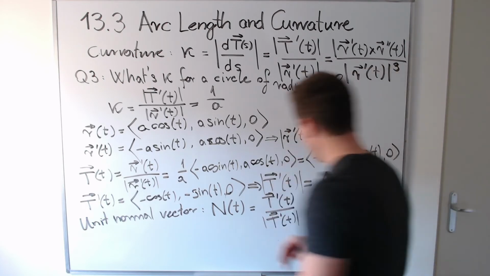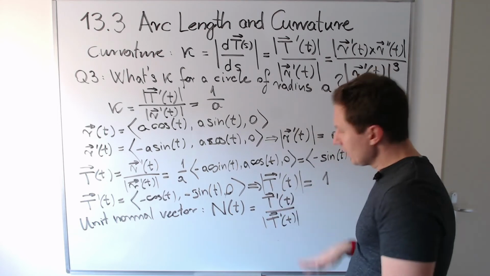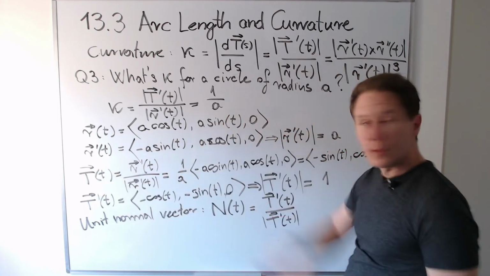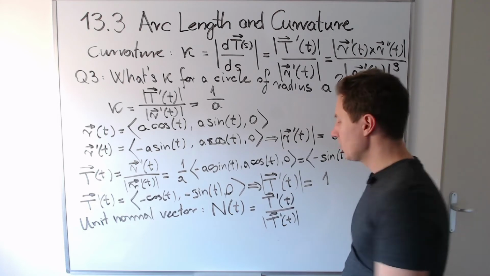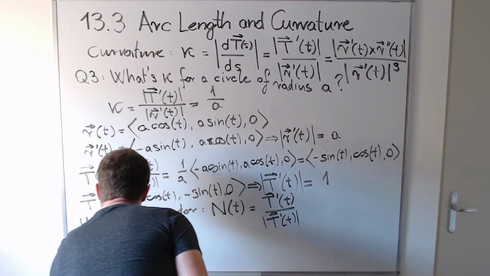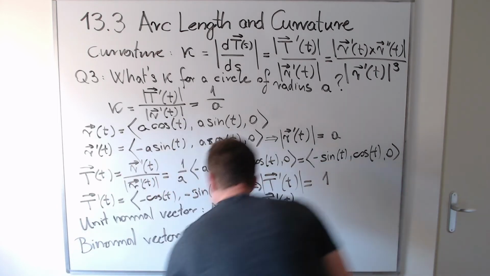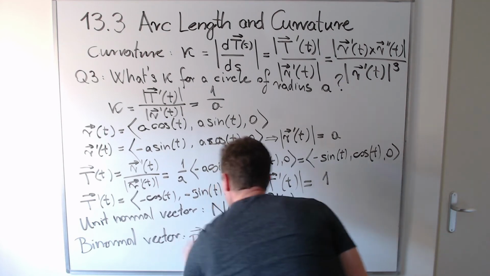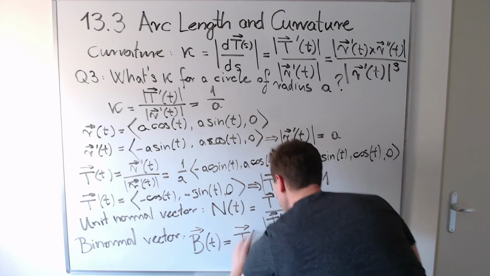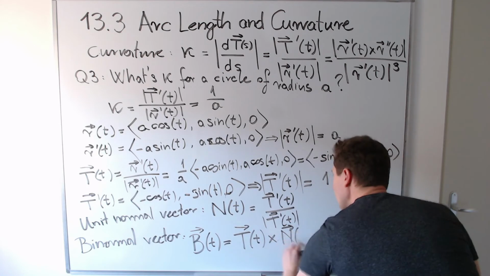And the way you compute the binormal vector, which will be a vector that is perpendicular to both the unit tangent vector and the unit normal vector, is just taking the cross product of these two. So this is called the binormal vector, and it's denoted by capital B(t), and all you have to do is just take the unit tangent vector and take its cross product with the unit normal vector.